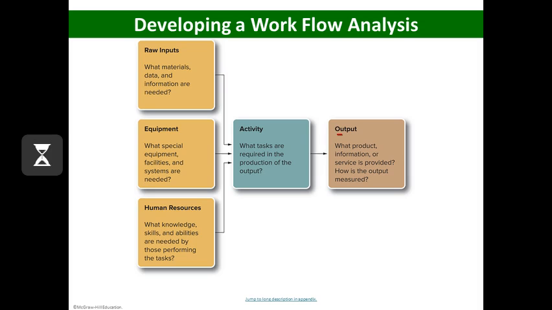So we start with what exactly is the service we're trying to provide? What's the product we're trying to produce? What's the end goal we have to get to? Then we start to look at what are the resources that we have. Okay. What do we have in terms of material? What do we have in terms of equipment? What do we have in terms of human resources? Now, how do we take these resources and conduct activities that are going to support the output that we've identified?